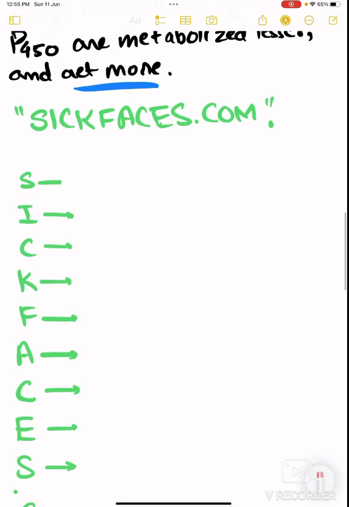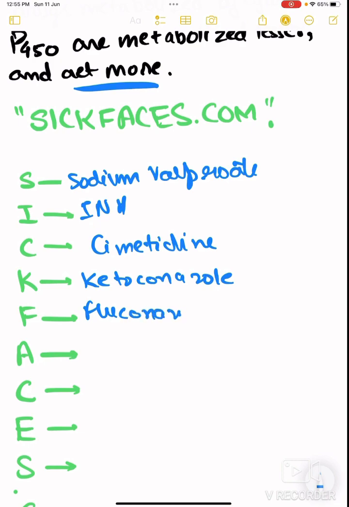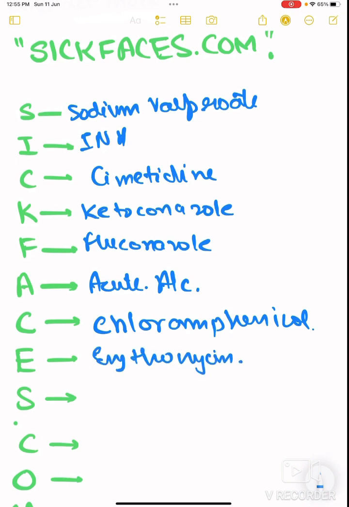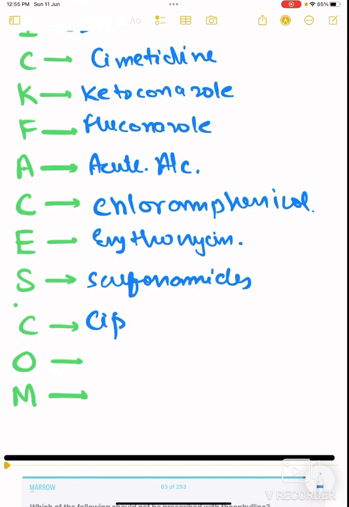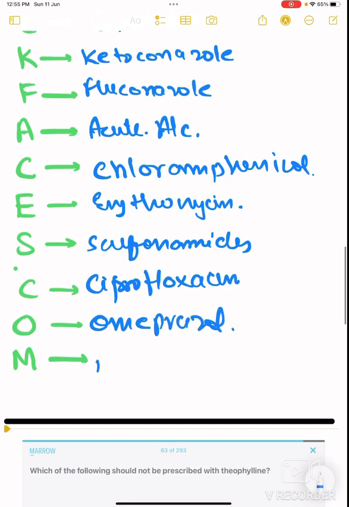S for sodium valproate, I for isoniazid, C for cimetidine, K for ketoconazole, F for fluconazole, A for acute alcohol, C for chloramphenicol, E for erythromycin, S for sulfonamides, C for ciprofloxacin, O for omeprazole, and M for metronidazole. So these are the list of enzyme inhibitors.